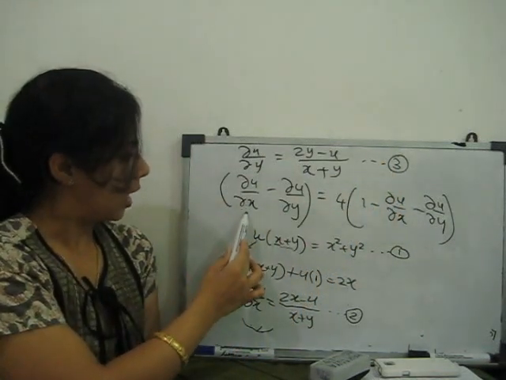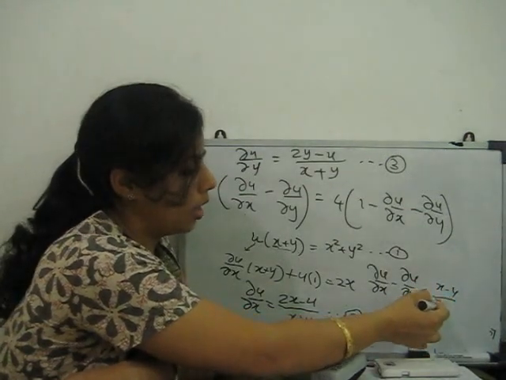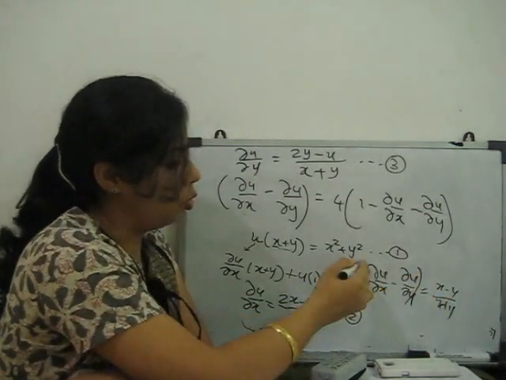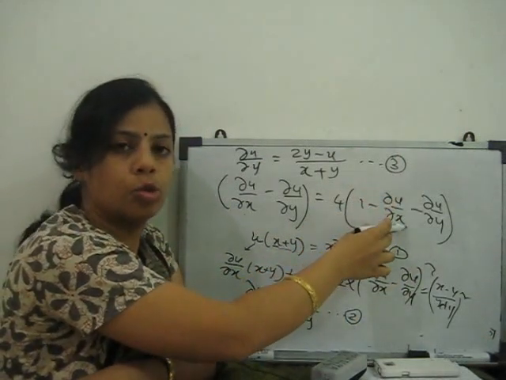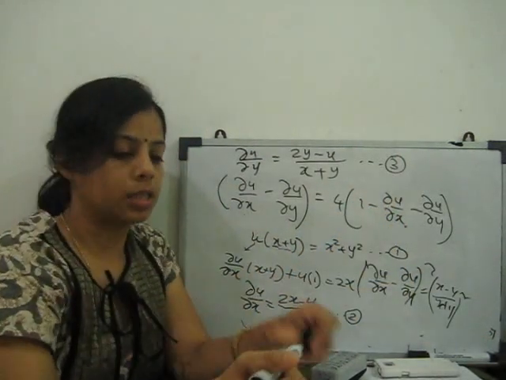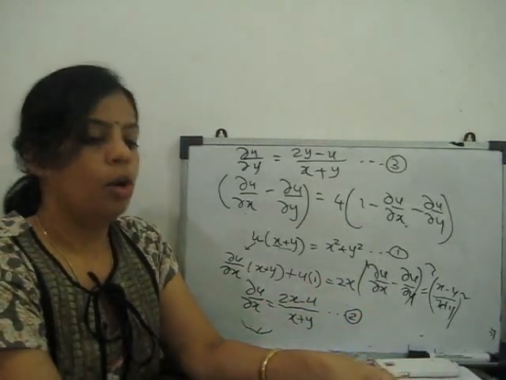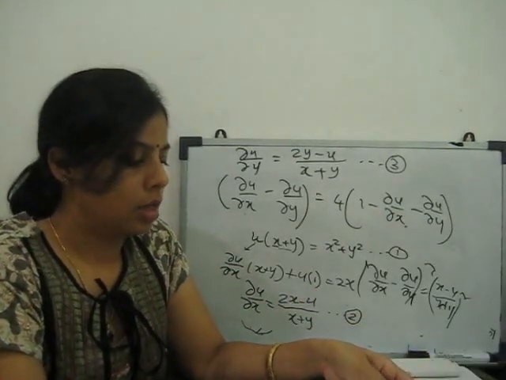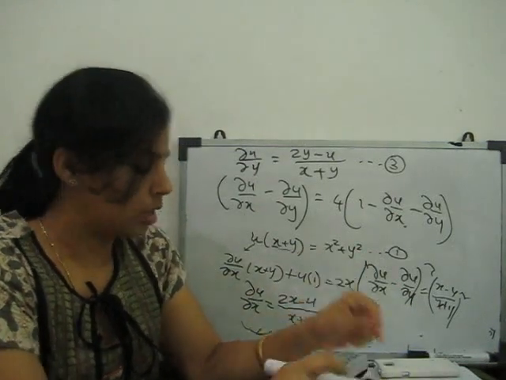Now what do they want? Del u by del x minus del u by del y, if we subtract, gives a term with x plus y in the denominator. When you take the whole square, the other side also gives this equation. So it's also one easy example for partial differentiation. Now we go for another example.